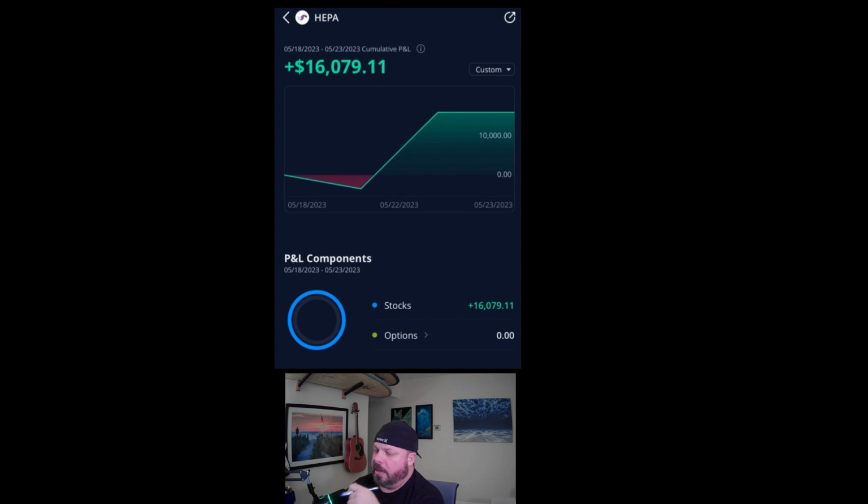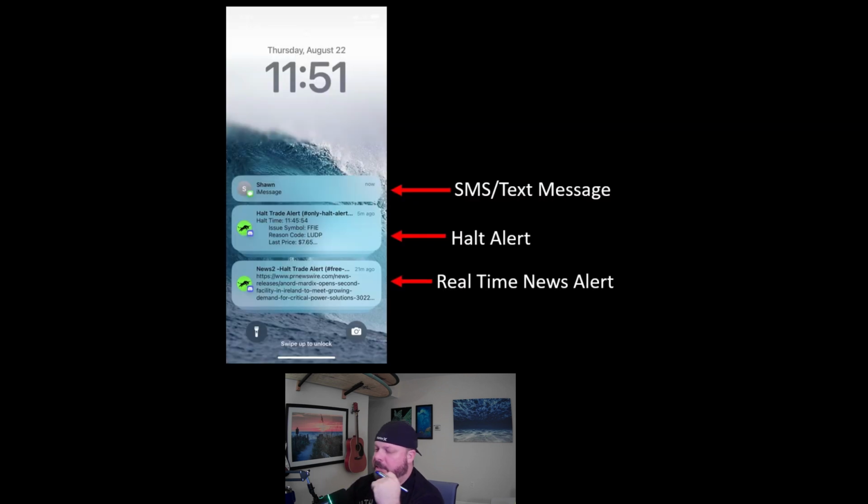And getting back to what the alerts look like, the top one again is a text, and the bottom two are what the halt alerts and real-time news catalyst alerts look like. It's actually how you set up your notifications in your phone and in the Discord app, so you can get these alerts to show up just like a text.